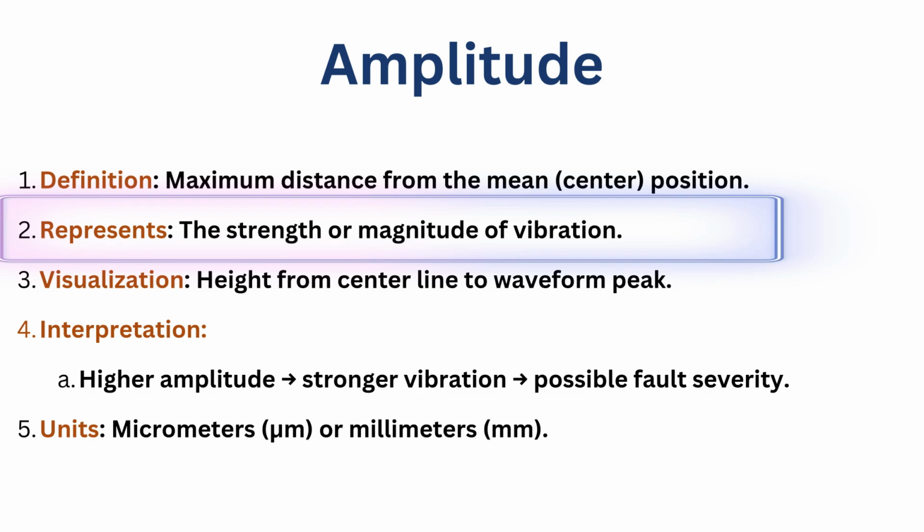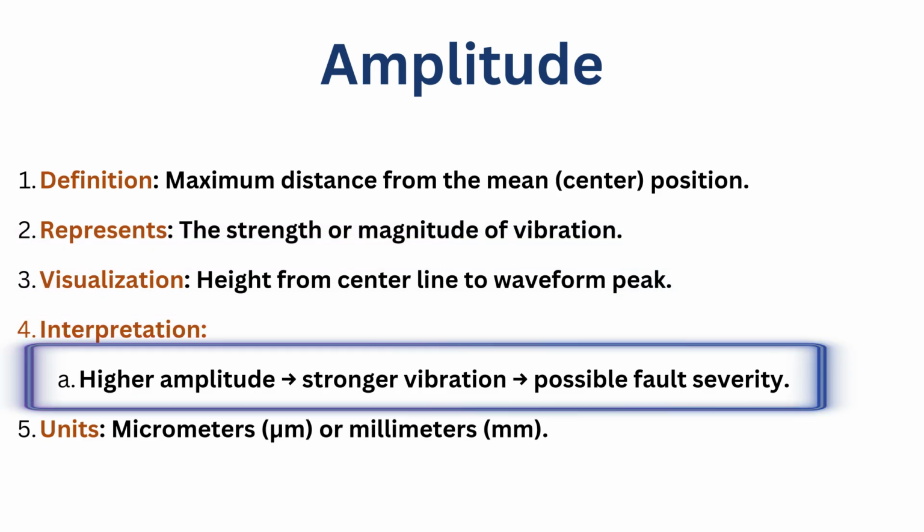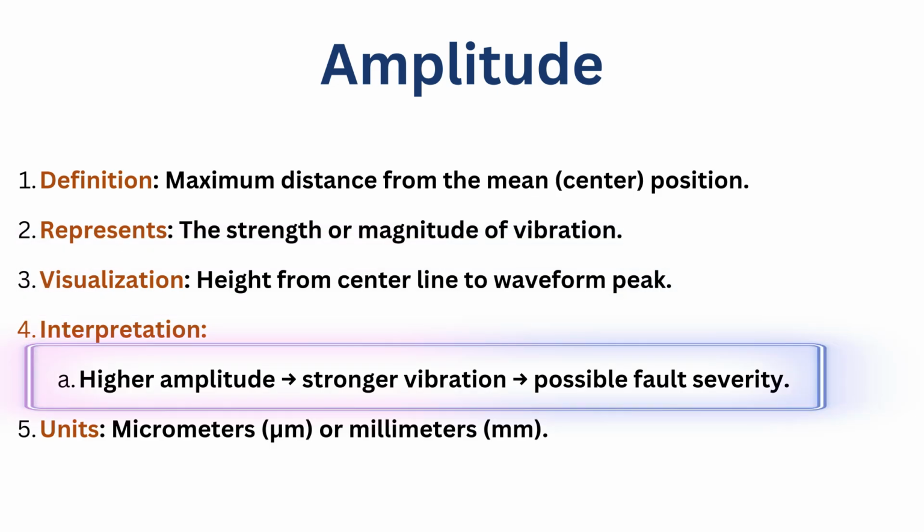If you see a sine waveform, the height from the center line to the top is known as the amplitude. The higher the amplitude, the higher the vibration of the machine, or you can say the vibration of this machine is very critical. In the same way, if the amplitude is low, that means the machine has low vibration, is smooth and okay to run further.